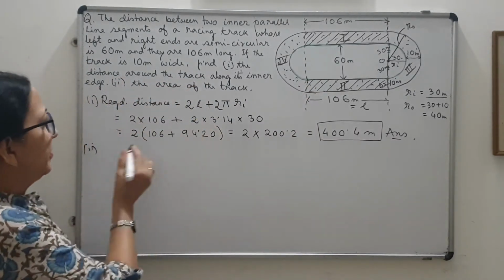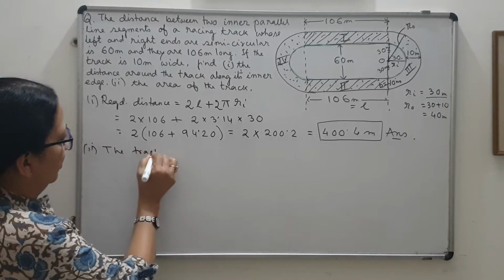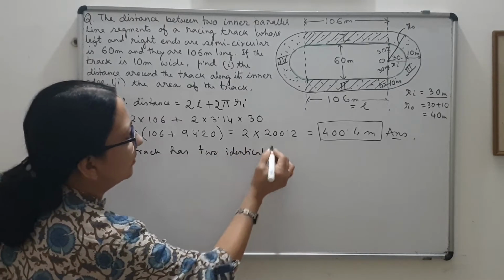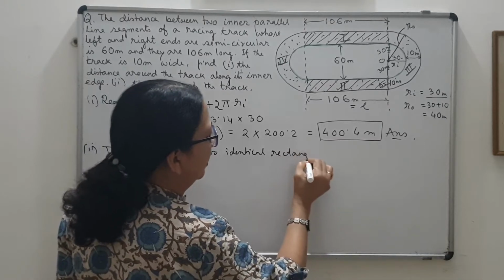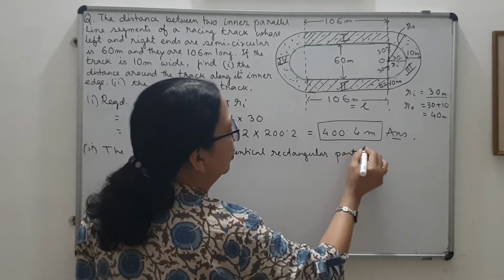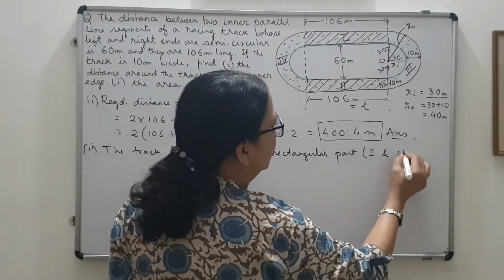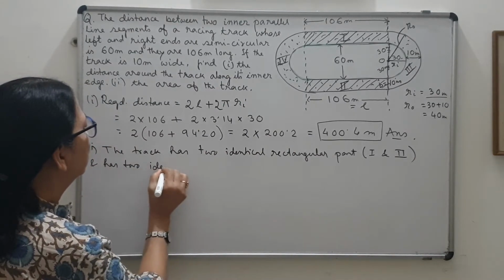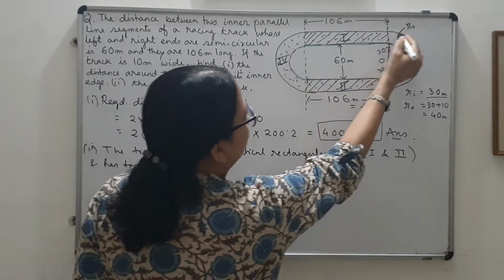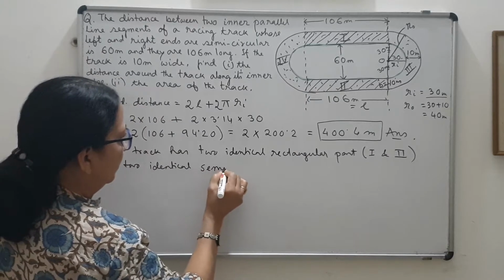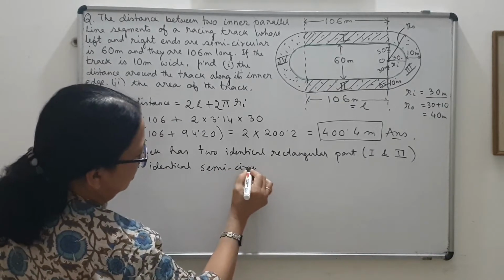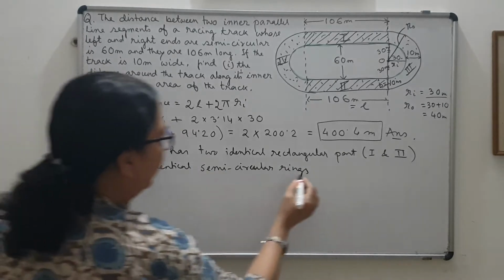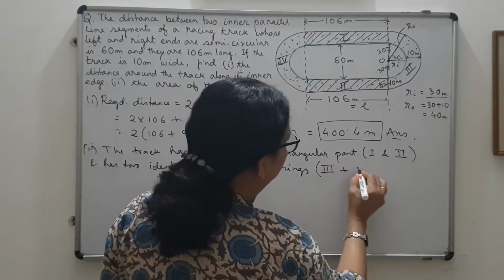So the track has two identical rectangular parts, which are your 1 and 2, and has two identical semicircular regions, semicircular rings, which are the third part and the fourth part.